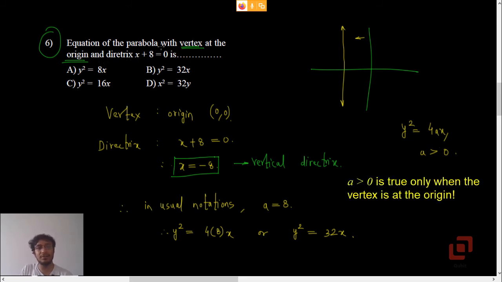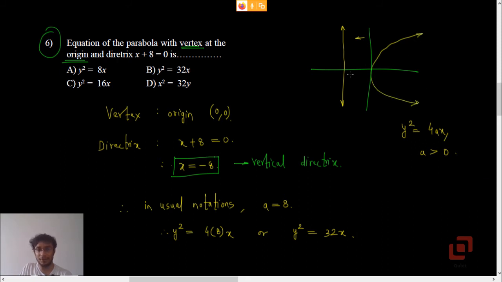Now they are saying that the vertex is at the origin, so clearly the parabola must be in this form, correct? So the second condition is also important, the vertex at the origin. Then the equation of the directrix is in the form x equal to minus a or x plus a equal to 0. So from this you will get the value of a as 8. Just put it in this equation, you will get the equation of the parabola as y squared equal to 32x. That is option B.